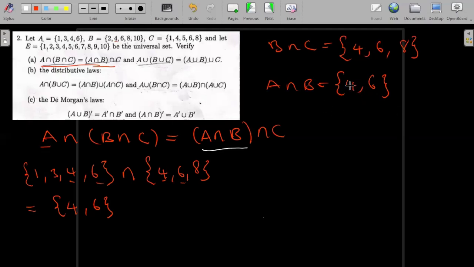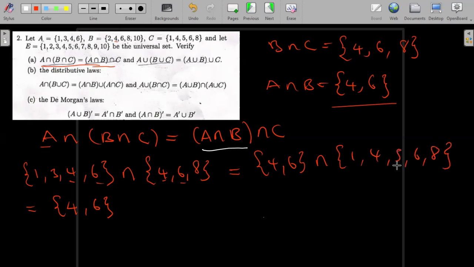Then now, what am I going to do? So then they're telling me this intersection. The first part says this A intersect B must also intersect with the set C. So this is equal to 4, 6 like this, intersect, what is my C? My C is just 1, 4, 5, 6, and 8. That is my C. Then now I have to intersect these two.